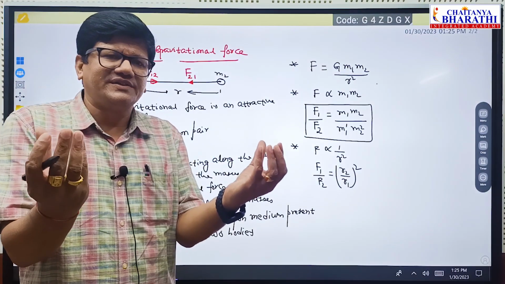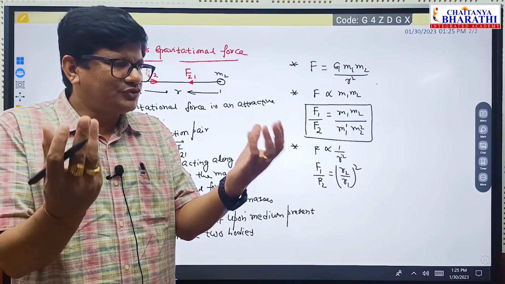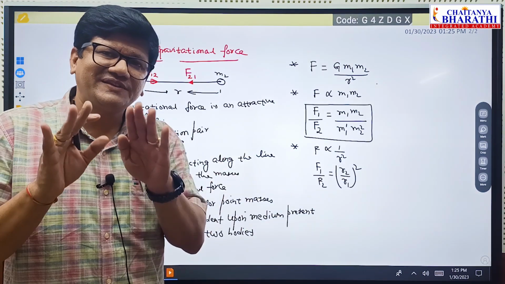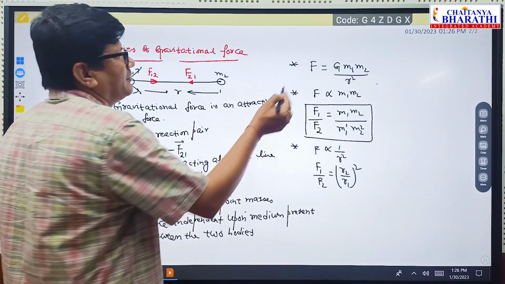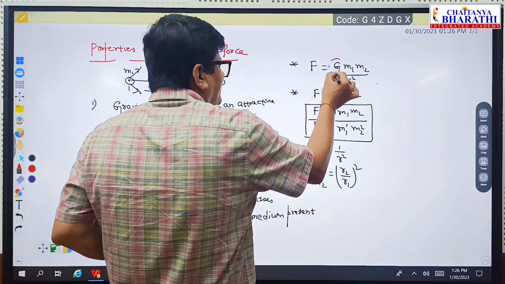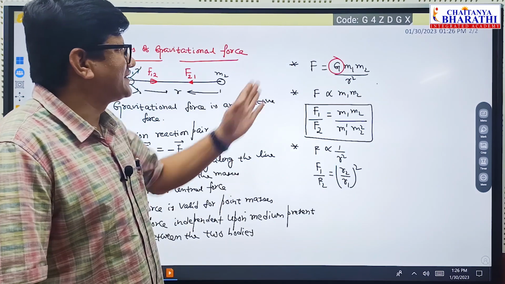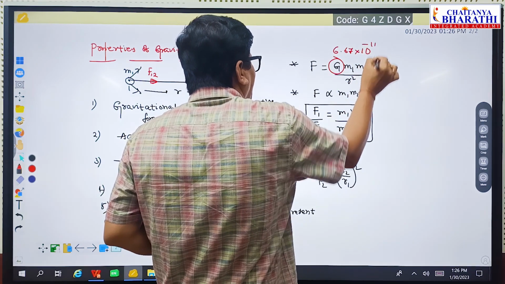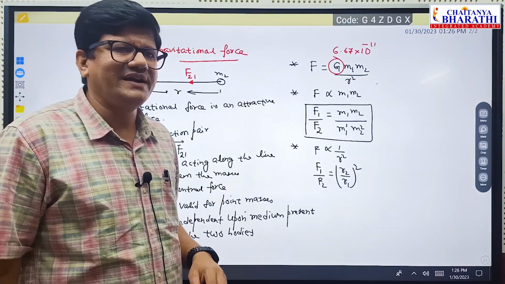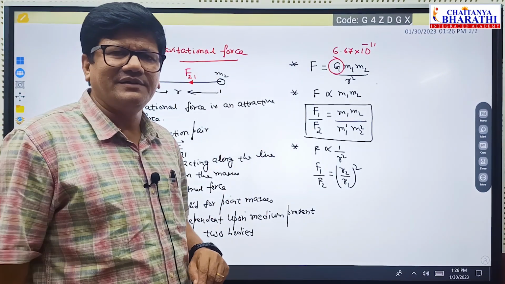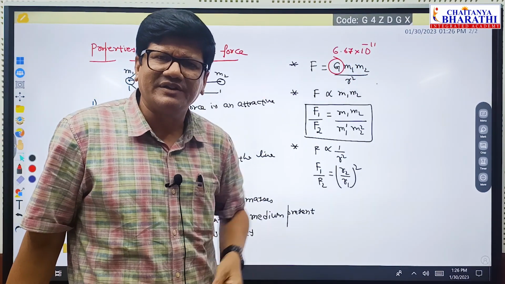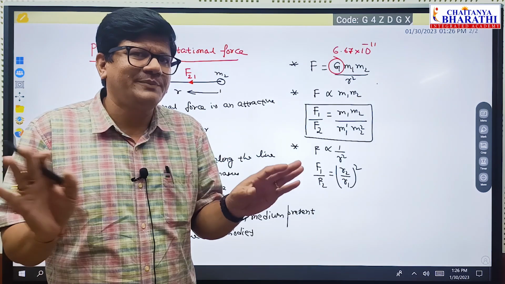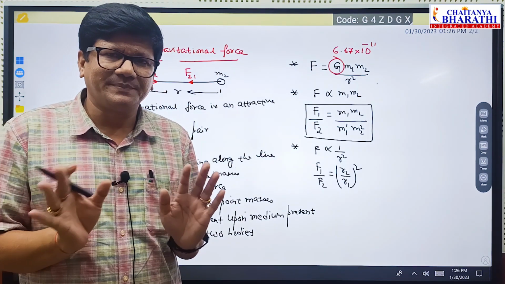So if the two bodies are kept in air, or the two bodies are kept in water, in both cases the force remains same. It doesn't depend on the medium, because in the formula, G is constant. Do you know its value? That value remains constant, 6.67 into 10 to the power minus 11. This value is constant in the entire universe. If G is constant, mass is constant, and distance is constant, then force always remains constant. So gravitational force doesn't depend upon the medium.